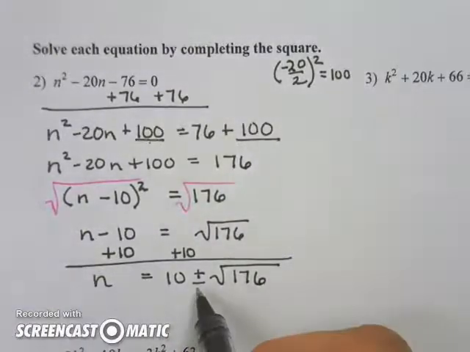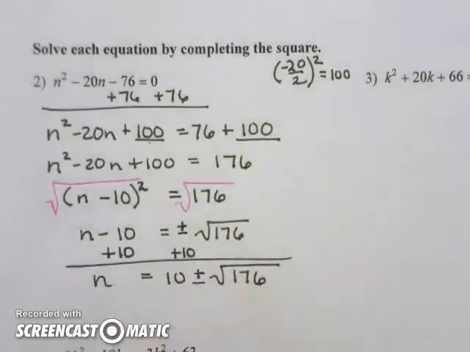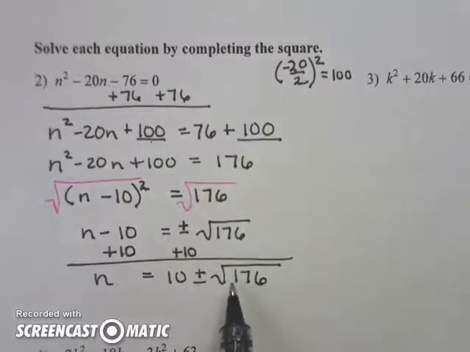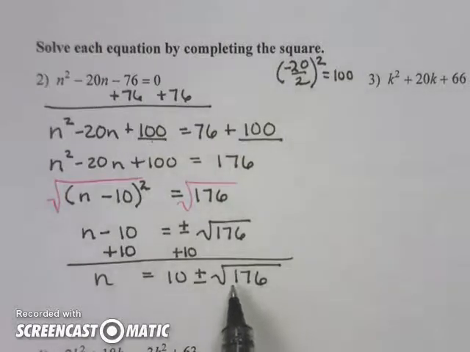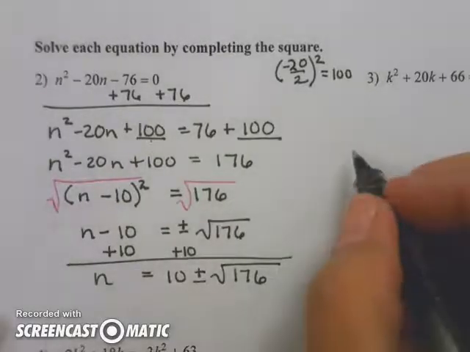And I neglected to remember to put my plus or minus up here. I apologize. Whenever you square root both sides, you can have either a positive or negative value. Now, this answer is not simplified. To simplify this, I need to see if I can simplify my radicand on the inside.